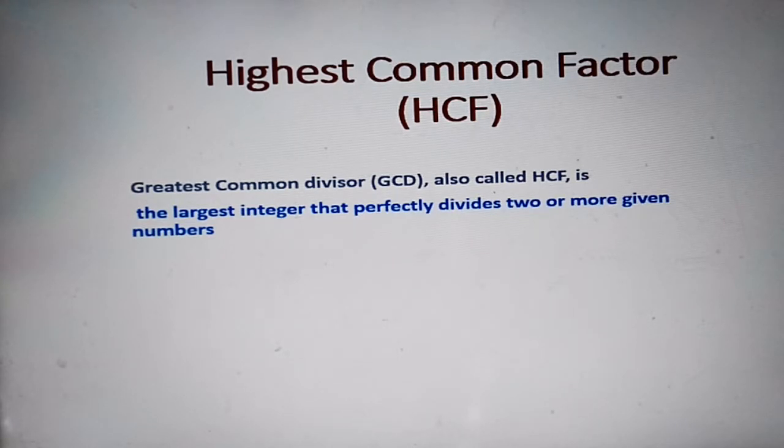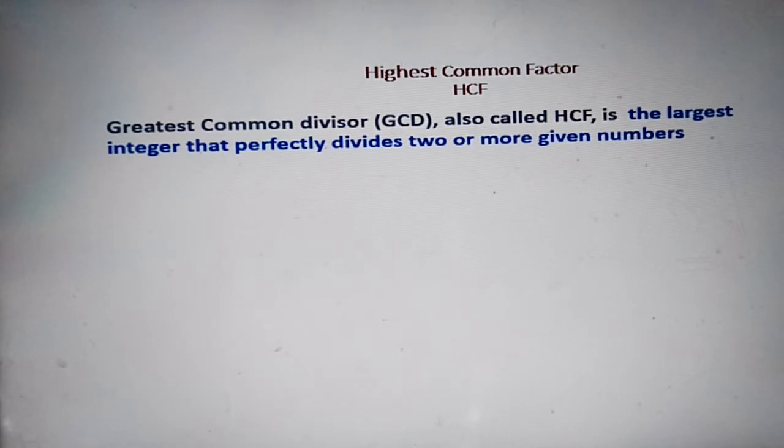Now we are to understand the concept of highest common factor. Highest common factor is also called the greatest common divisor. It is the largest integer that perfectly divides two or more given numbers. Divide means we are making things decrease. We are making things small. So the highest common factor, HCF, is the highest integer that perfectly divides two or more given numbers. It means we are making things smaller each time.